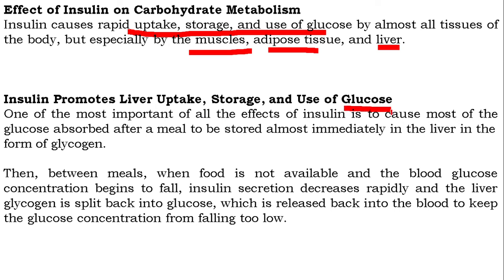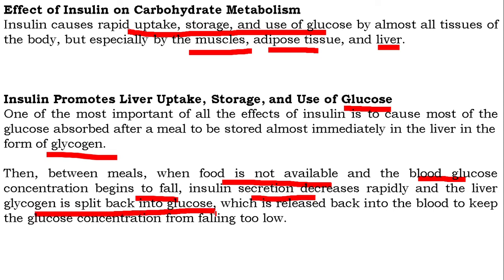Let us see functions on glucose. Immediately after a meal, the glucose is absorbed from the blood and it is stored in the form of glycogen. Then, once a meal is over, for the next meal you will take a few hours. That means slowly the glucose in the blood is used up for generating energy. Now, in between the meals, when the food is not available, when the blood glucose concentration begins to fall, insulin secretion decreases and liver glycogen is split back into glucose to release into blood circulation to keep their level constant.